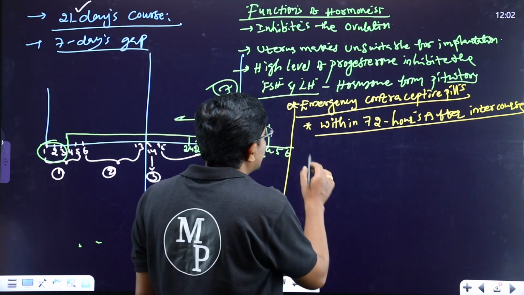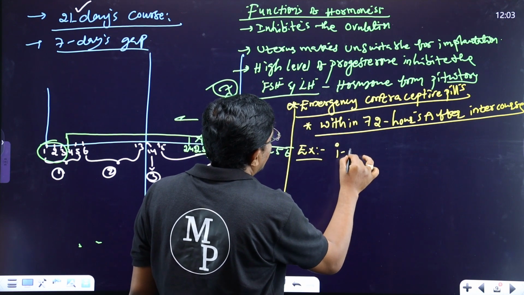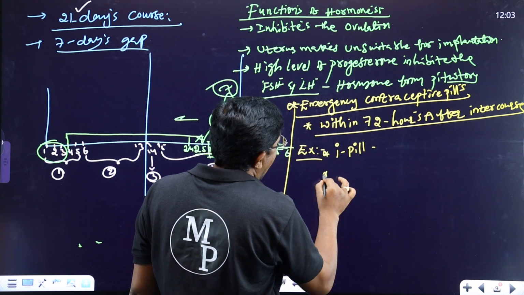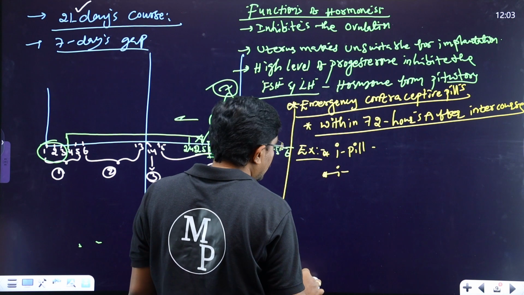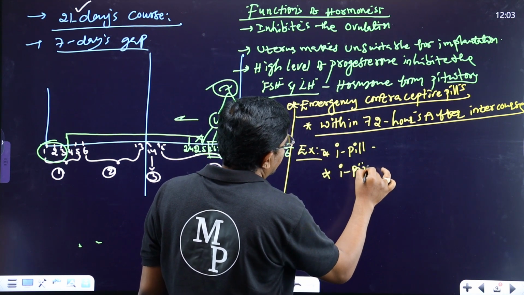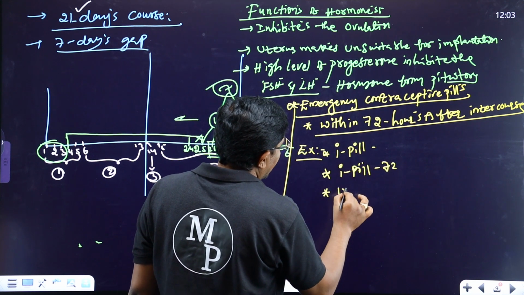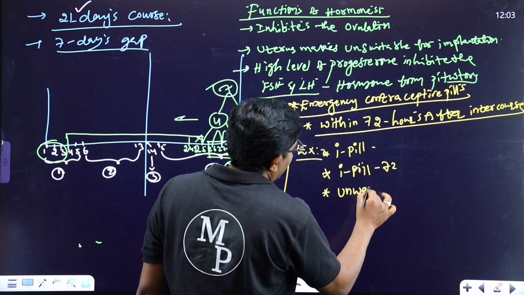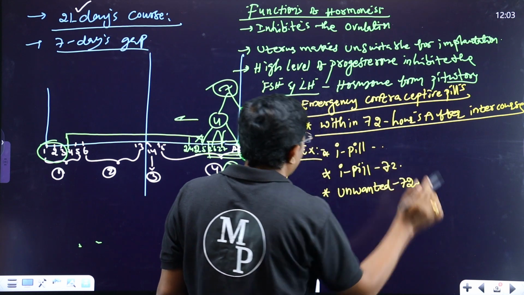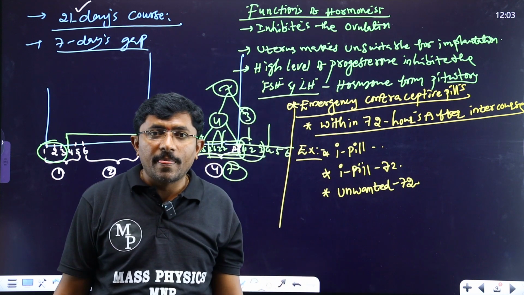Here some examples are also there. Examples for the emergency contraceptive methods: I-pill, it is one. Next is the I-pill 72, and another one is Unwanted 72. So these are the examples for the emergency contraceptive pills.